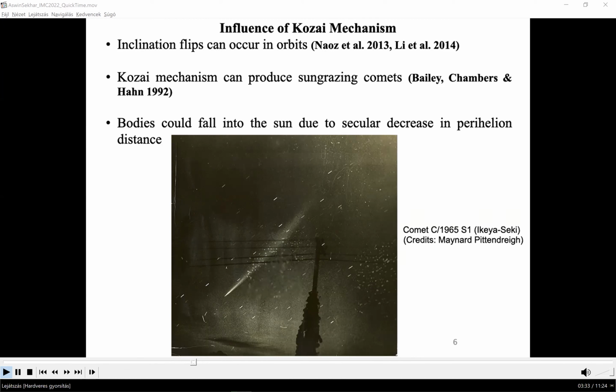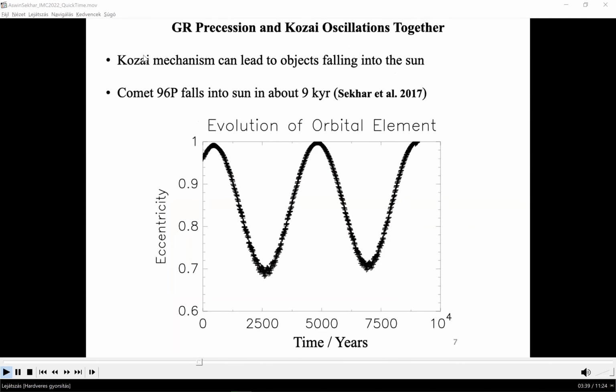This is a beautiful picture of this spectacular sungrazing comet Ikeya-Seki in the past. So this GR precession and Kozai oscillations coming together can actually make things even more dramatic. So Kozai mechanism can lead to objects falling into the sun, and this is something you see in different sungrazing, sunskirting objects.